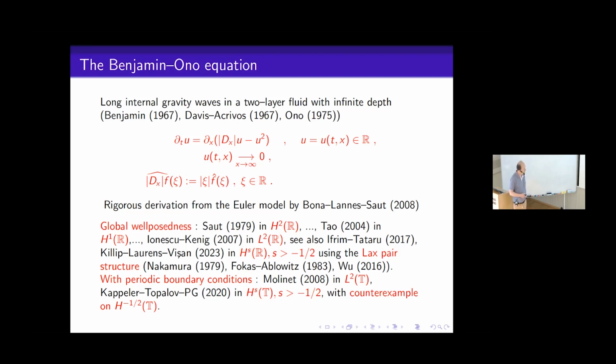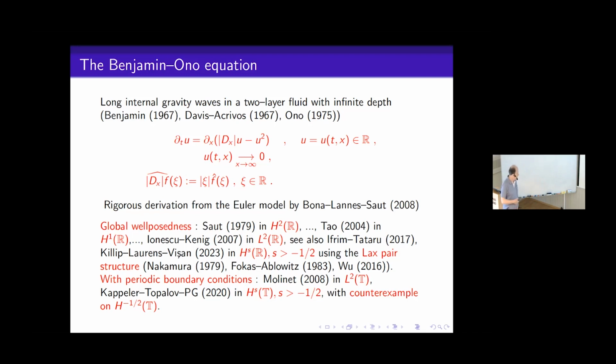went up to the scaling threshold, which is H minus a half, using the Lax pair, which means, of course, this equation doesn't have a meaning for functions which are Hs for s negative, but the meaning is given by the continuous extension of the flow map. So you have a nice flow map defined by Saut on H2, on smooth and decaying data, and it can be uniquely continuously extended to Hs for every s bigger than minus a half. This is the content of the Killip-Laurens-Vişan theorem.